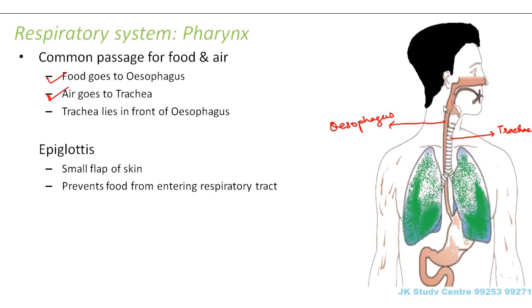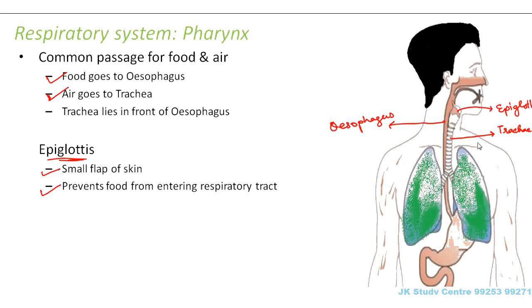Now, how is it that food does not enter into the trachea? I mean, how is it controlled actually? So, how does the pharynx control that food does not enter into the trachea? For that, there is a small structure called the epiglottis. What is the epiglottis? Here you can see a small structure in red. So, this is the epiglottis, which is a small flap of skin, and it prevents the food from entering the respiratory tract.